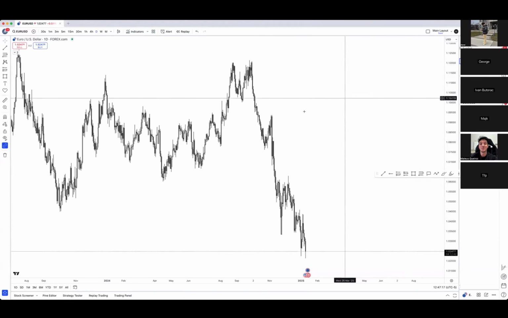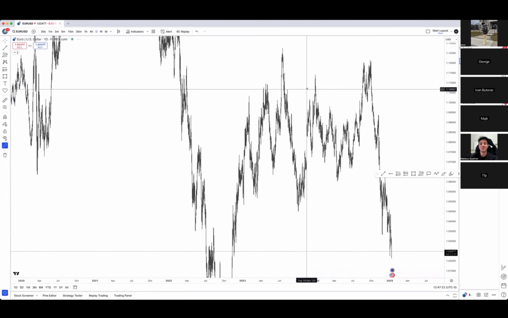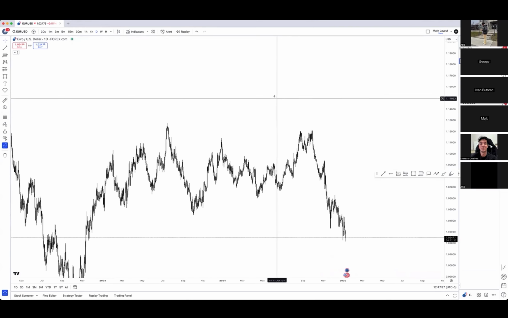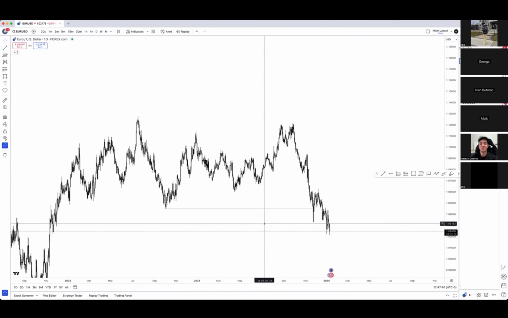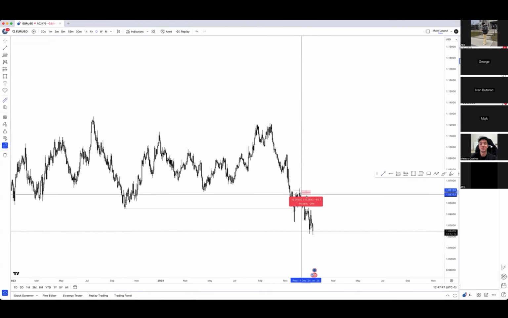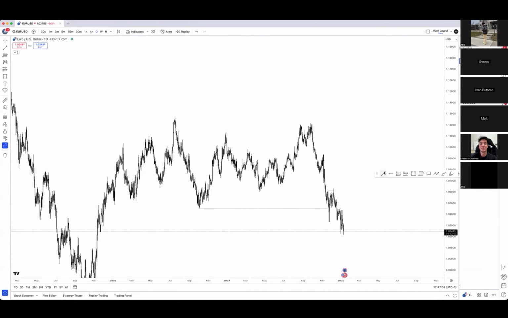I'll go to Euro. Okay, so on Euro. You got this getting taken out. Comes into this area right here, has to move up. Takes out the highs. Moves lower. This is insane.